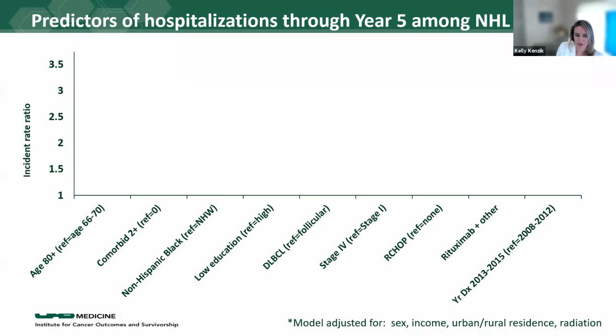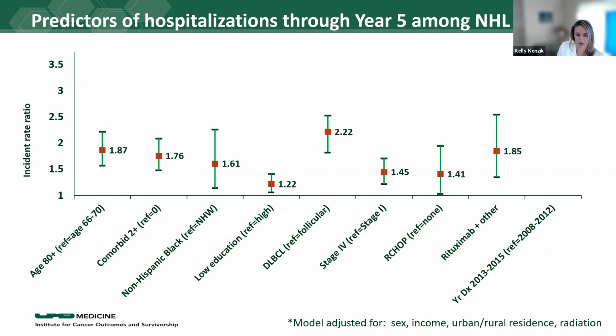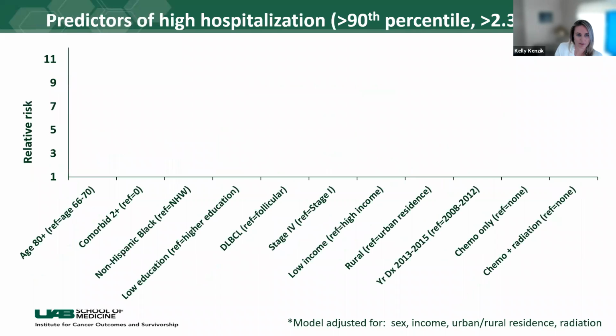When we look at the predictors of the hospitalizations in the NHL cohort only, the factors that were associated with a significantly higher rate of hospitalizations over the 5 years included older age, prior comorbid conditions, non-Hispanic Black race, residing in an area with low education, diffuse large B-cell diagnosis, stage 4 diagnosis, receiving R-CHOP or some other rituximab regimen, and then being diagnosed in the later era. And these results are consistent if you were to look at them based on year 1 only.